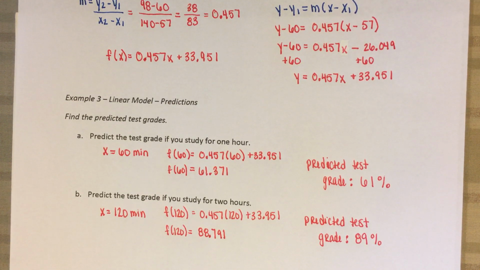Which is one reason that we round, and so we say the predicted test grade would be about 61% or about 89%. We don't have exact values. We cannot say anything for certain, but based on this linear model, we can at least generate an equation that's going to be close, that fits our data set, and then make predictions based on that equation as well.